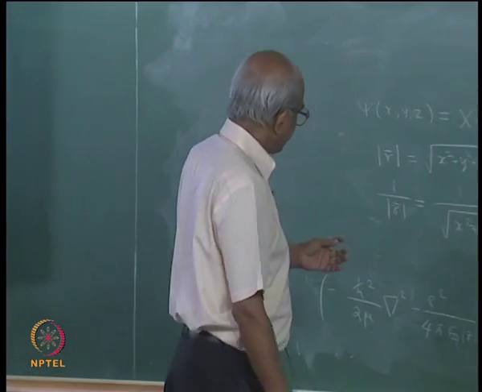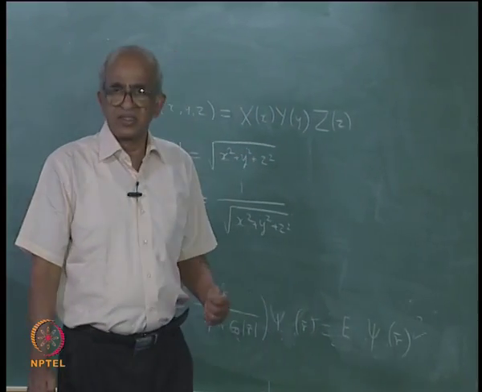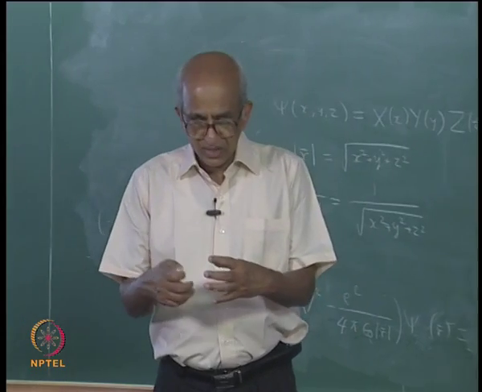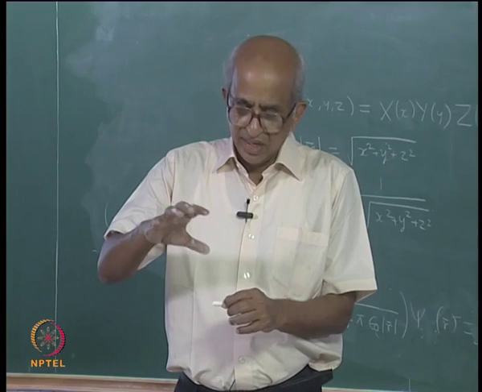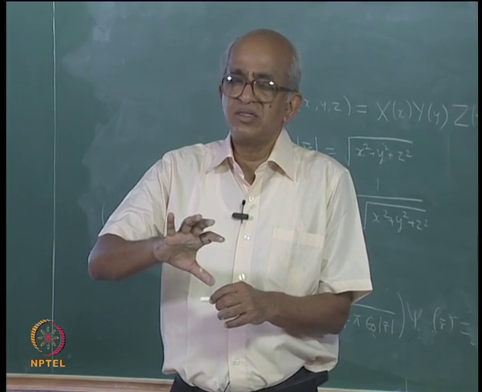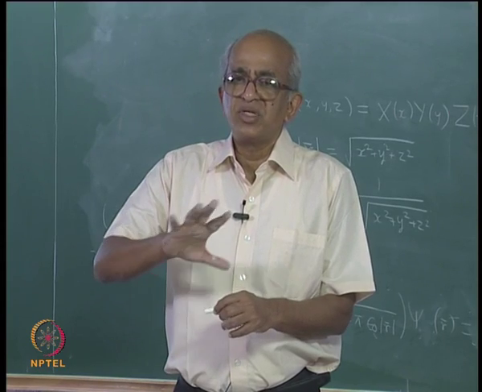Now, if you look at the characteristic of this potential, what is the characteristic? Well, what we can say is the following. So, imagine that I keep the distance of the particle, which is of course the electron, from the origin fixed.